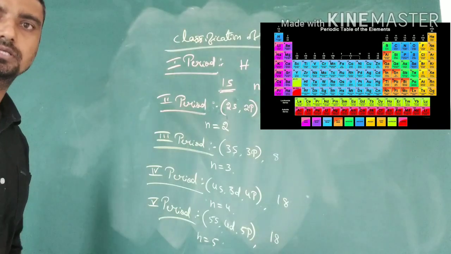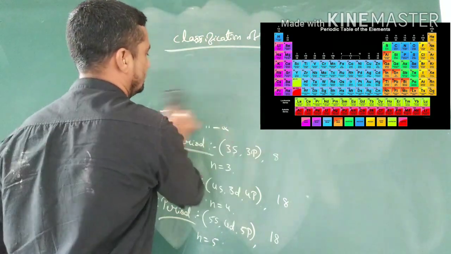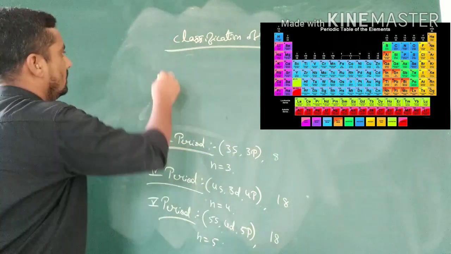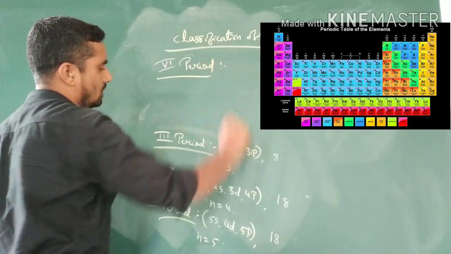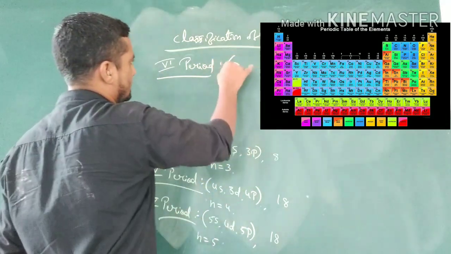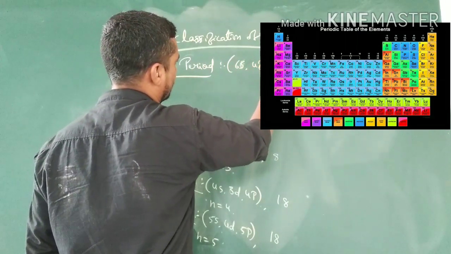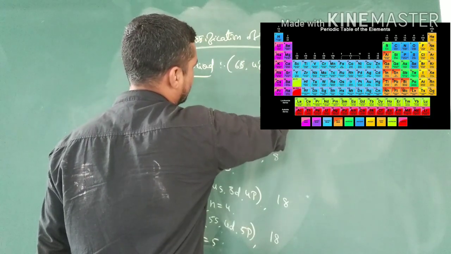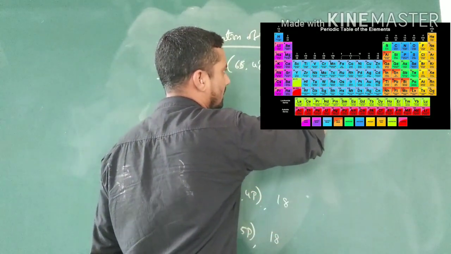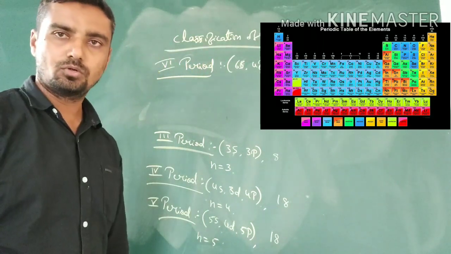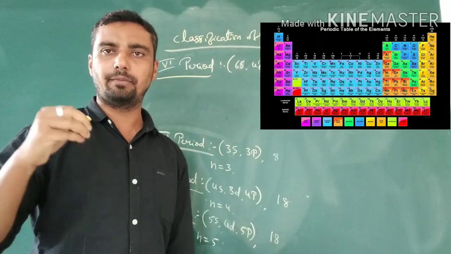So we go for the sixth period. Sixth period. So here, that is 6s, 4f, 5d and 6p. In this one there will be 32 elements. Out of 32 elements, 14 elements have been removed, and these elements have been placed at the bottom of the periodic table.